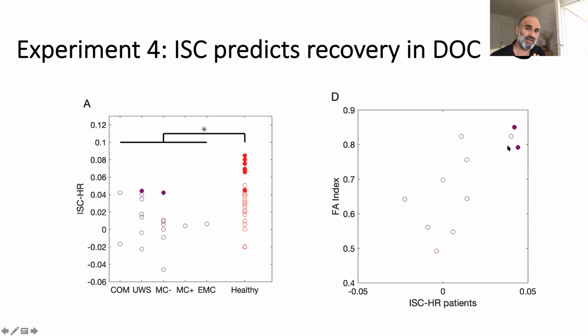So basically, the more similar you are to the healthy participants, the more your brain has a structural pattern that resembles a healthy brain. So with that, this is basically the end of the experimental results.